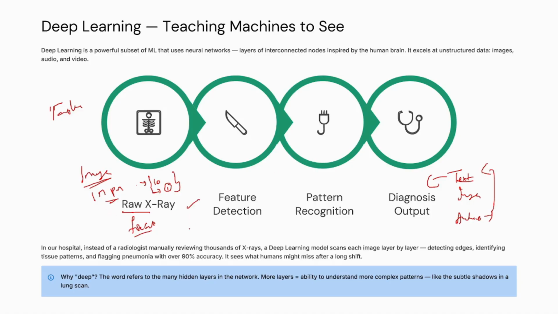Suppose these days, what is the technology? You just send your MRI scan, and based on already pre-trained samples, it will classify whether this particular image has any sort of risk for a disease, etc. Right? So why deep? You bring more and more layers for the machine to understand more complex patterns. Simple. So that is the key difference between machine learning and deep learning.